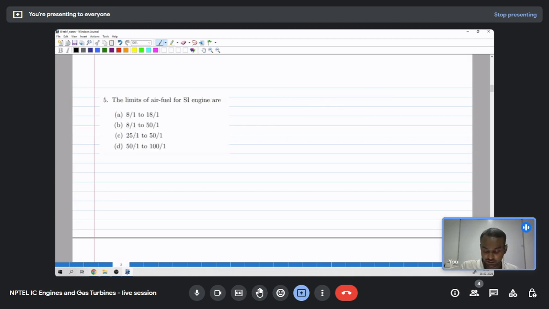So the next question: the limits of air fuel ratio for SI engine are 8:1 to 18:1, 8:1 to 50:1, 25:1 to 50:1, 50:1 to 100:1.